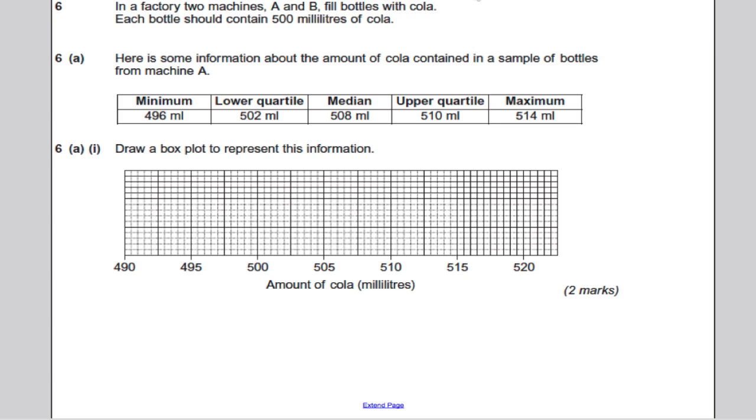Now, if you've watched the video on drawing box plots, this should be fairly straightforward. You plot your minimum, plot your maximum, your lower quartile, upper quartile, your median, and complete the box. And there is your box plot. So again, if you're not sure about how to draw this, do look at the video on drawing box and whisker plots. It's a handy 2 marks when you know what you're doing.